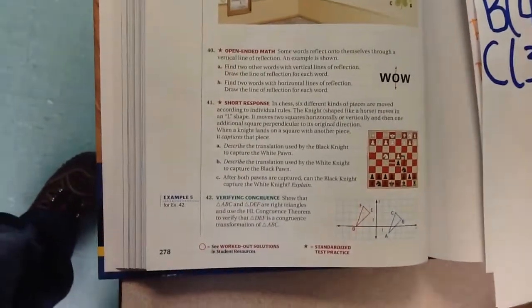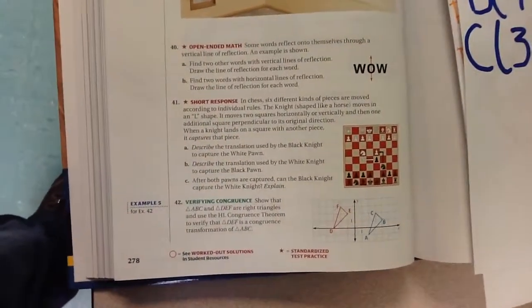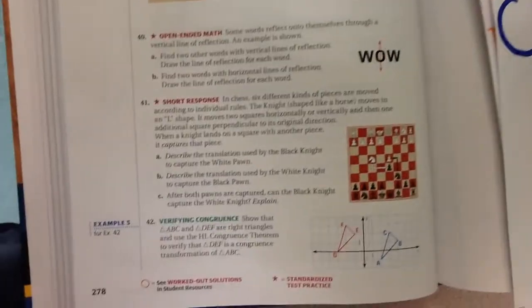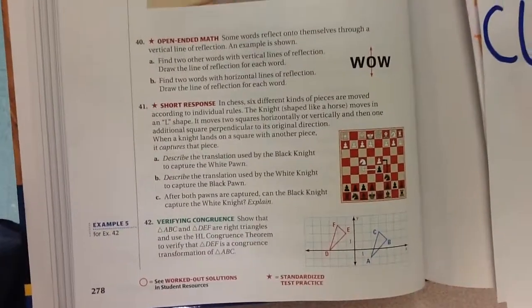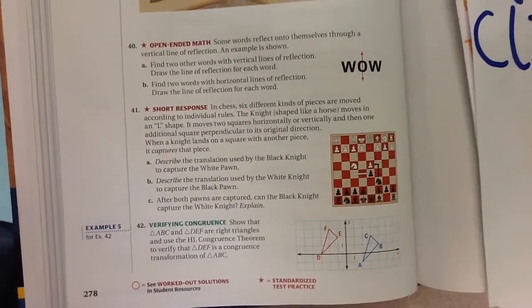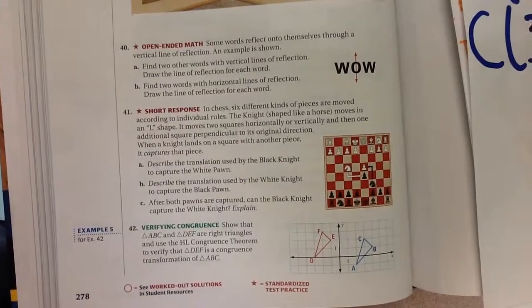Right. So question number 42 says, show that triangle ABC and triangle DEF are right triangles, and use the HL congruence theorem to verify that triangle DEF is a congruence transformation of ABC.